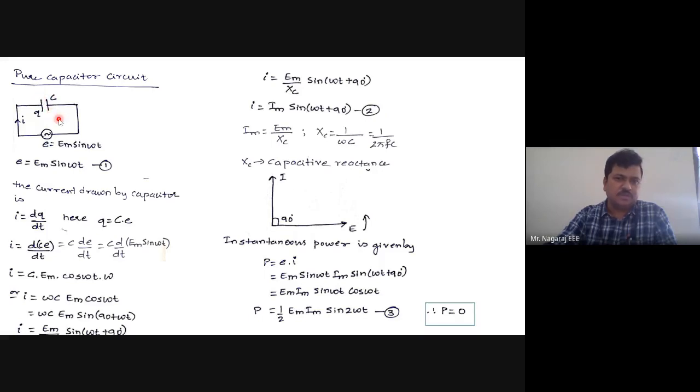So capacitor is also an energy storage device. Inductor stores energy in the form of magnetic field. Capacitor stores energy in the form of electric field. That is electromagnetic field. This is electrostatic field, because the fields are generated due to the effect of electricity. There is electricity flow, hence it is electromagnetic. There is electricity flow here, hence it is electrostatic.